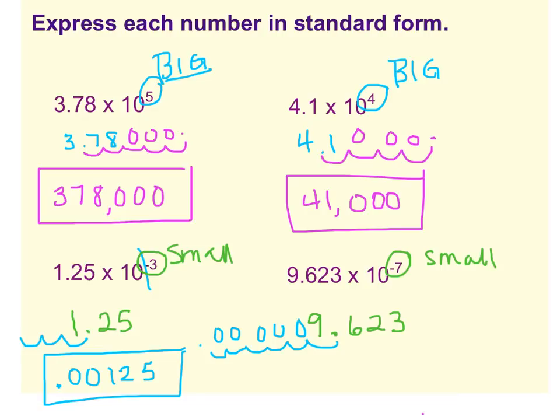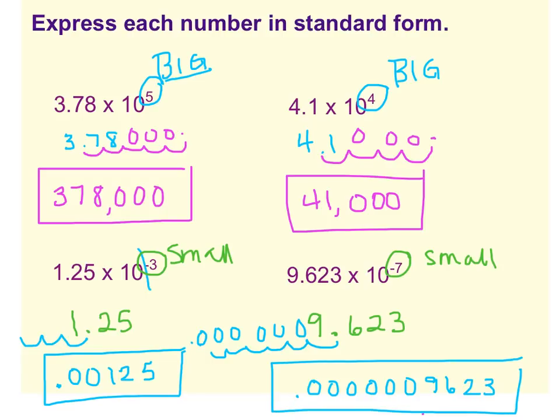I don't think I filled in enough, I'm missing one. 1, 2, 3, 4, 5, 6. There you go. So when you write your final answer, you have 6 zeros, and then 9623. So there's your standard form.